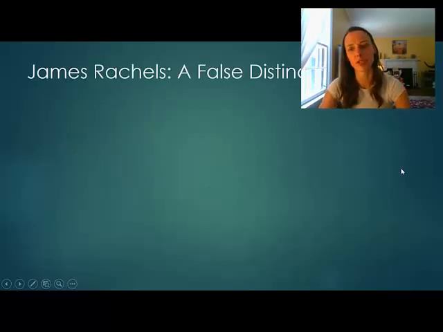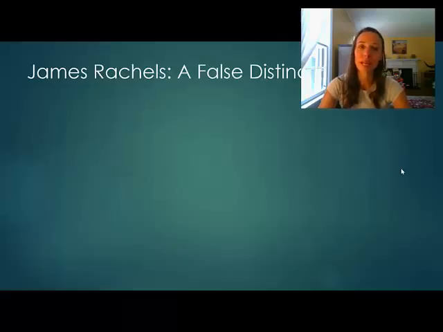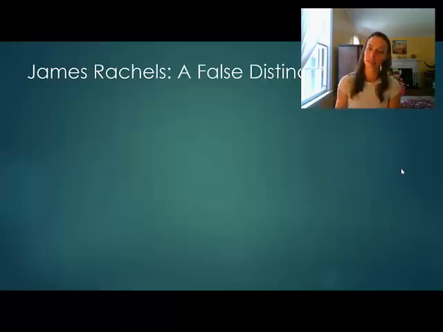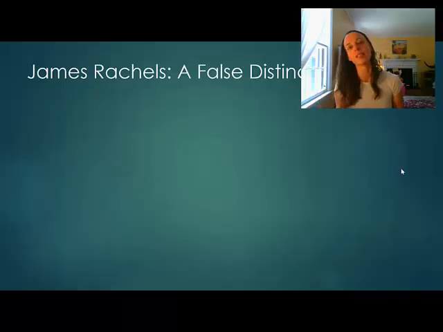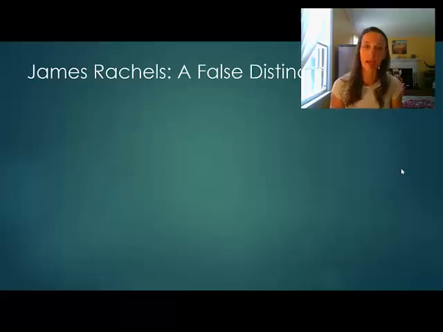So James Rachels, the author of the first reading, wants to argue that this is a false distinction that's being made between active and passive euthanasia. In ethics, when we talk about a false distinction, what we mean is that we're claiming there's a difference between these two practices when really they're the same thing. So Rachels' point, and the argument that he's going to make in this text, is that there's really no moral difference between an act of passive euthanasia and an act of active euthanasia.